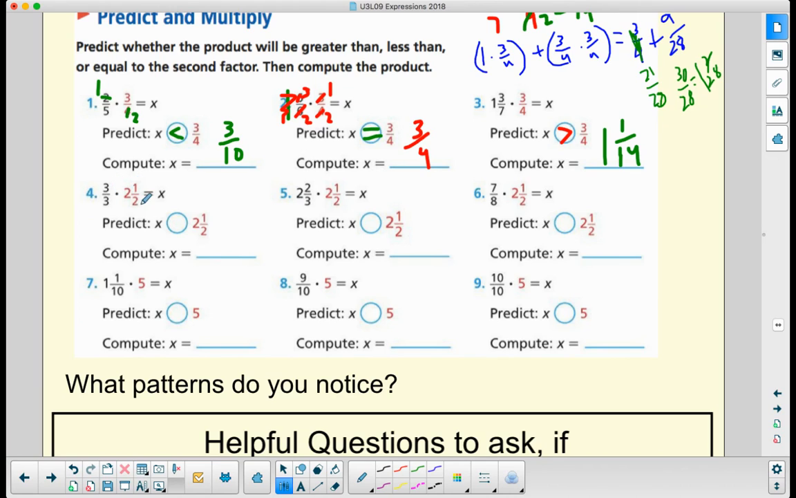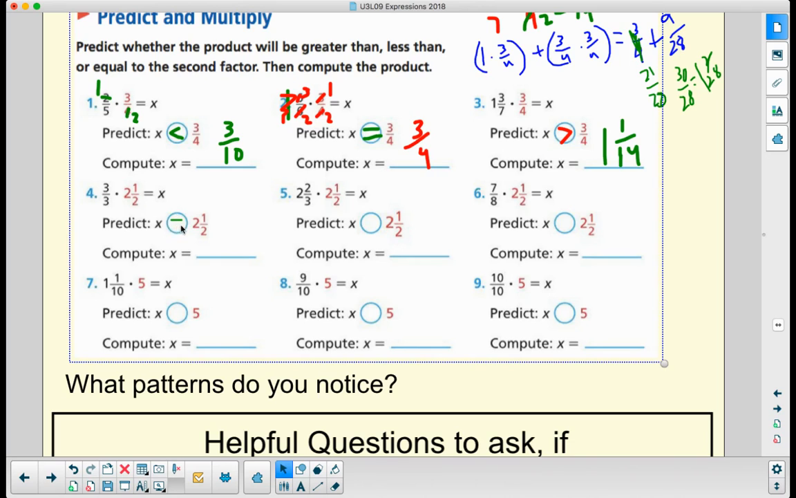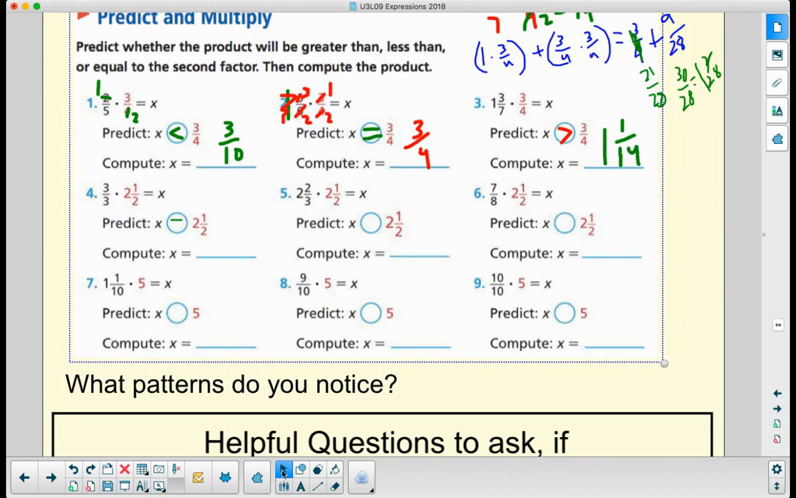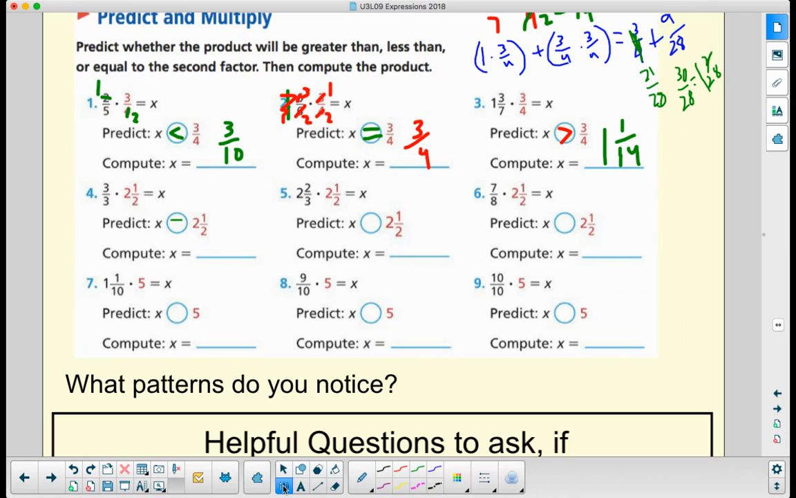3/3 multiplied by 2.5. Well, 3/3 is equal to 1, so I'm going to get 2.5. Sorry about that. Don't know why it freaked out on me. So it's equal to 2.5.